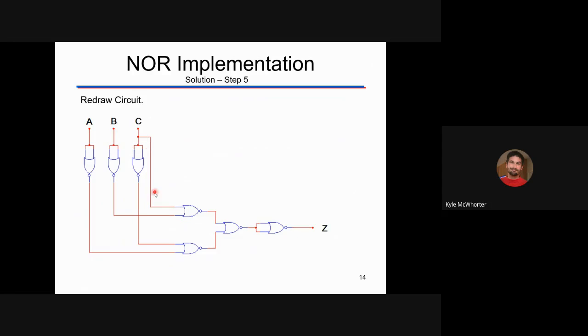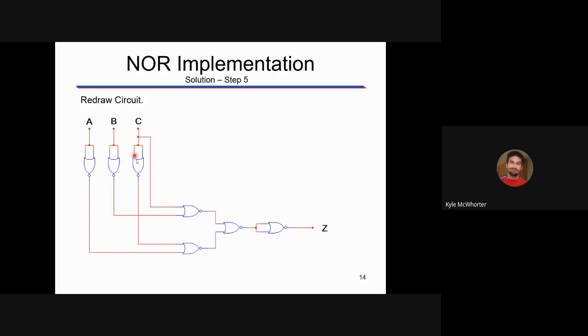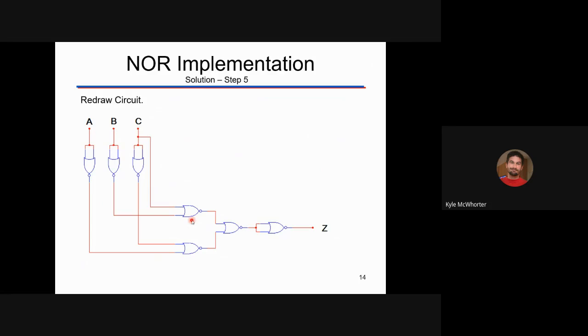So here we've got C going straight over here. And then straight down, this inverter was right here. So they moved these 3 inverters that were down here, they just moved them up here. So now this circuit has 1, 2, 3, 4, 5, 6, 7 NOR gates.